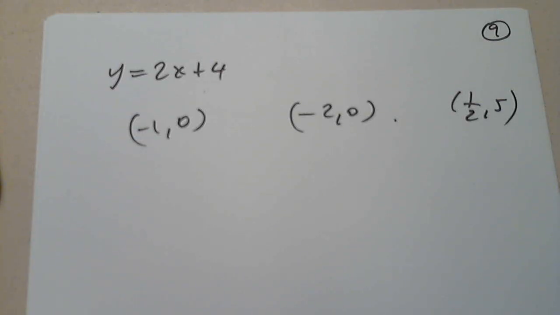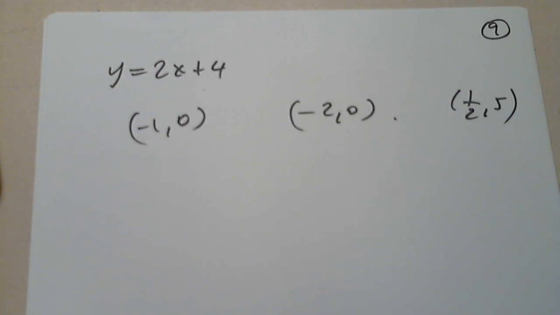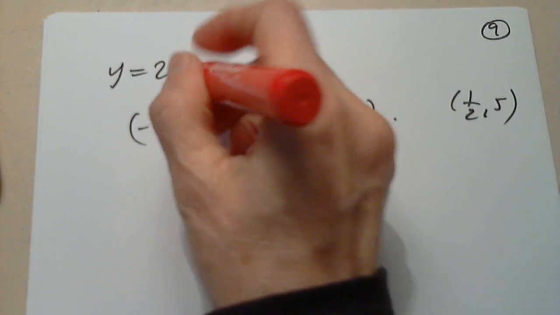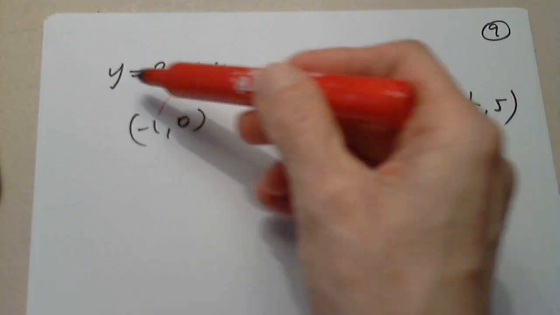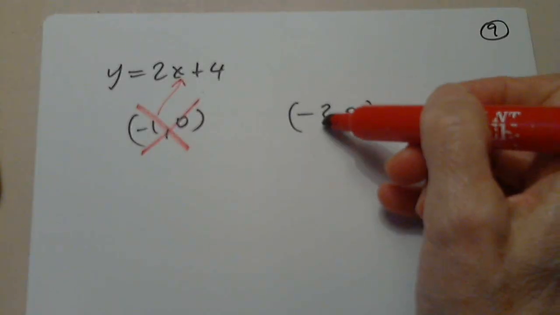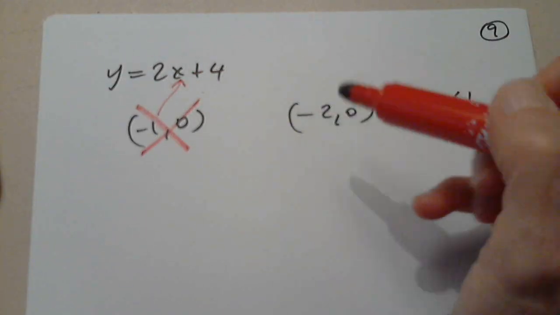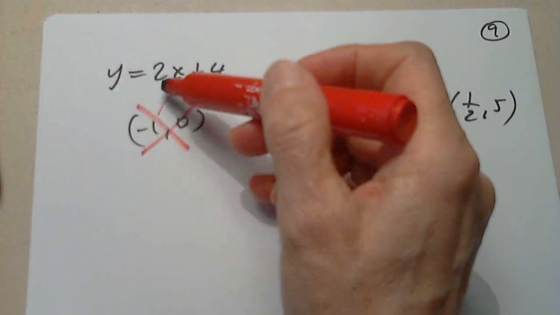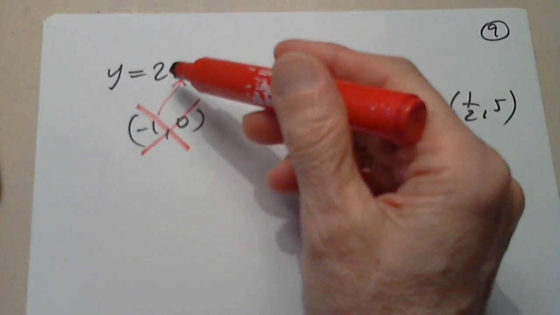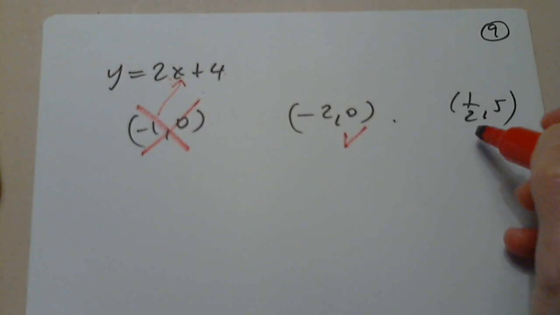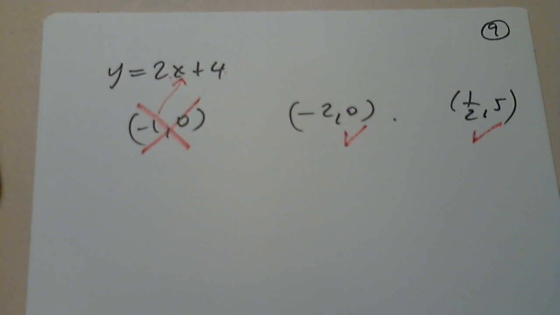Put that in the calculator and then go to tables and see if it's in the table? No, I will never ever do that. I will replace x by -1. -2 plus 4 is not 0. I will replace this by -2. -4 plus 4 is 0. I will replace this by 1/2. 2 times 1/2 is 1. 1 plus 5 is indeed 5, and I will say yes.